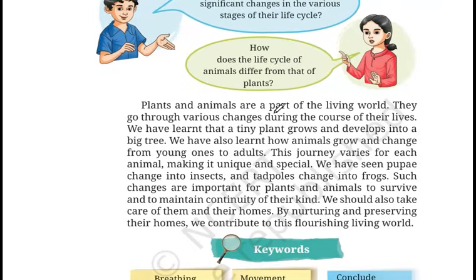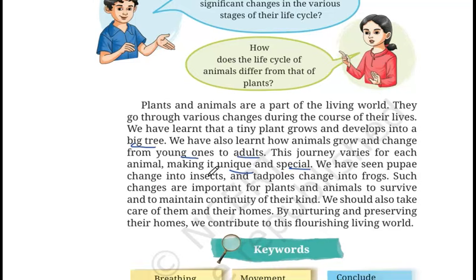So plants and animals are a part of a living world. Remember, they are both living creatures. They go through various changes during the course of their lives. We have learned that a tiny plant develops into a big tree. We also learned how animals grow and change from young ones to adults. This journey varies for each animal. Like you saw, for mosquito it was different, and for frog it was different. So it varies from plant to plant, it varies from animal to animal, making it unique and special.